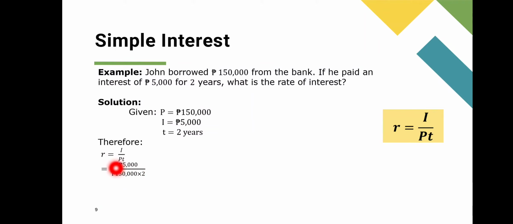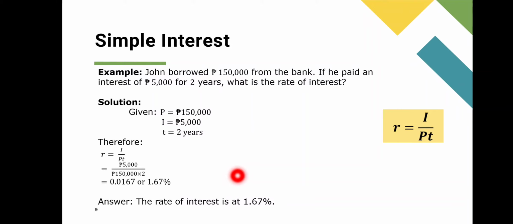So 5,000 divided by 150,000 times 2. So again, multiply 150,000 times 2 first. Then 5,000 divided by their product. So that's 5,000 divided by 300,000 pesos. That will give you 0.0167, or that is equal to 1.67%. Okay, so 0.0167 is equal to 1.67%. So therefore, we can say that the rate of interest is at 1.67%.